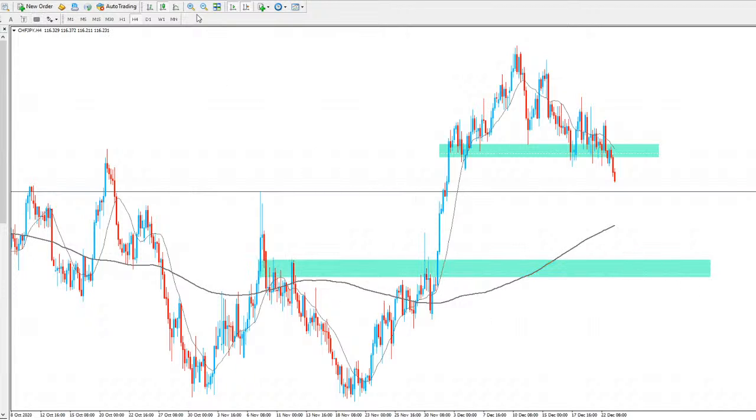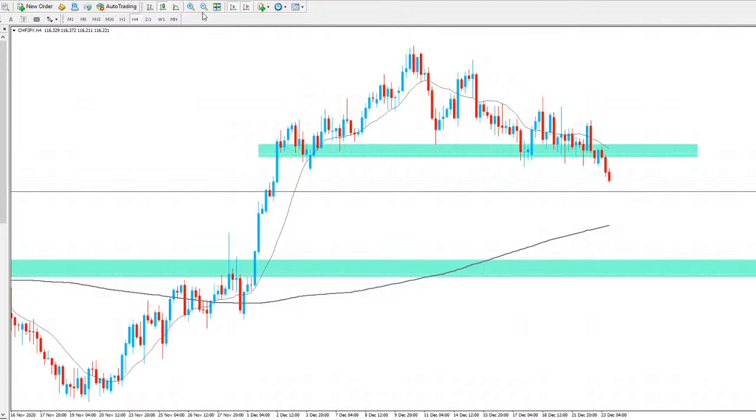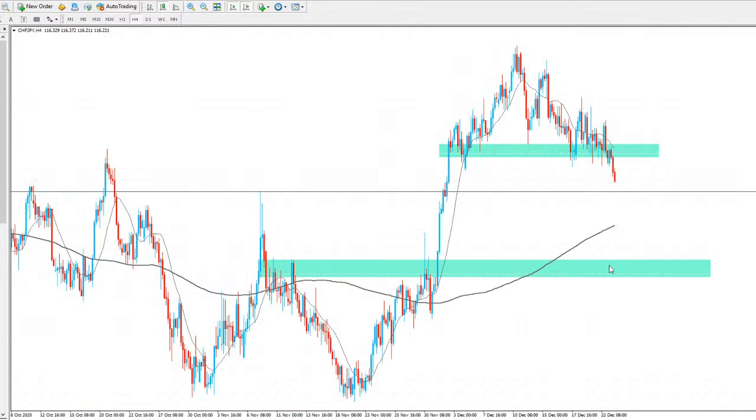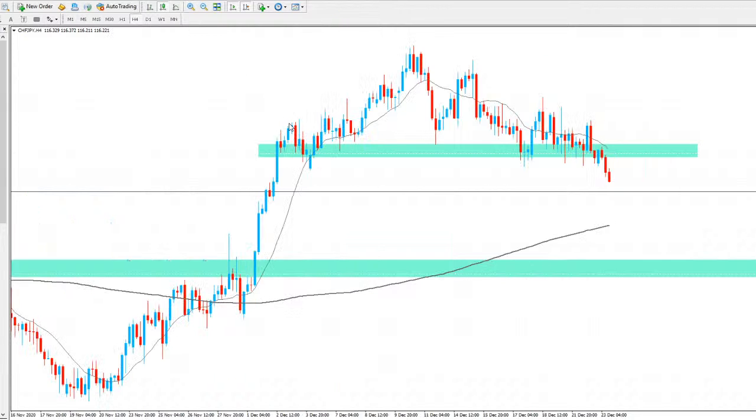So if we break through that level that we're currently testing, or almost testing now, again, we could probably go a lot further to around this level here. Again, resistance there will be acting as support. But I do believe CHF-JPY could be on its way back down now, since it's breaking through this level, as long as this isn't a false breakout.